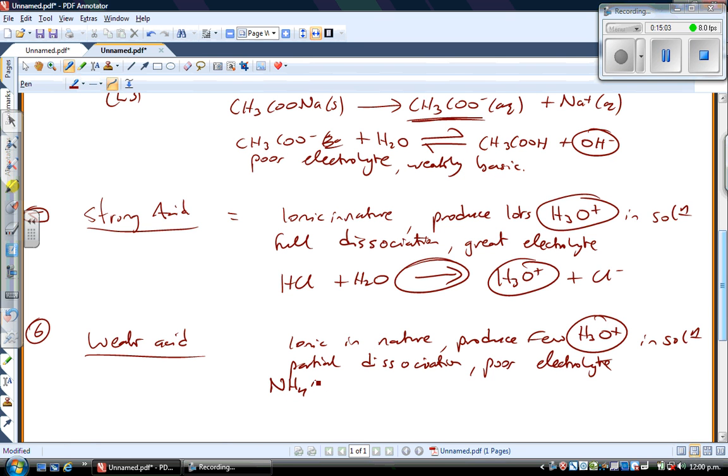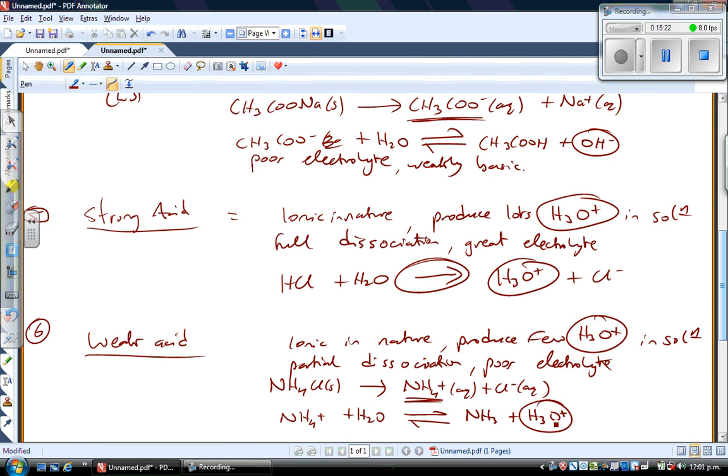So ammonium chloride starts off as a solid, you put it into water and it'll break up into its component ions. But the ammonium ion here sets up an equilibrium system, and that equilibrium system results in the production of some hydronium ions. Some, very few compared to a strong acid, but it does affect the pH slightly. So they are your 6 systems that you're going to come across in terms of describing.